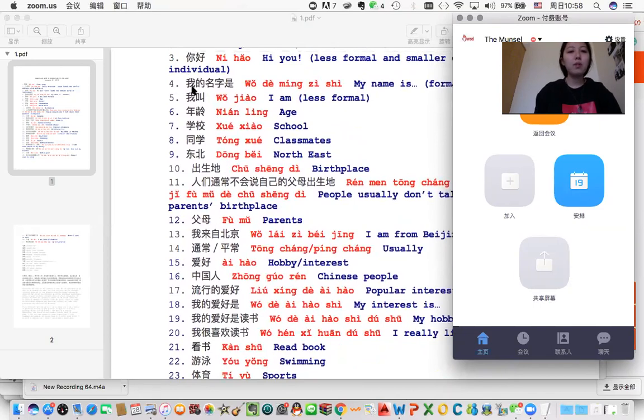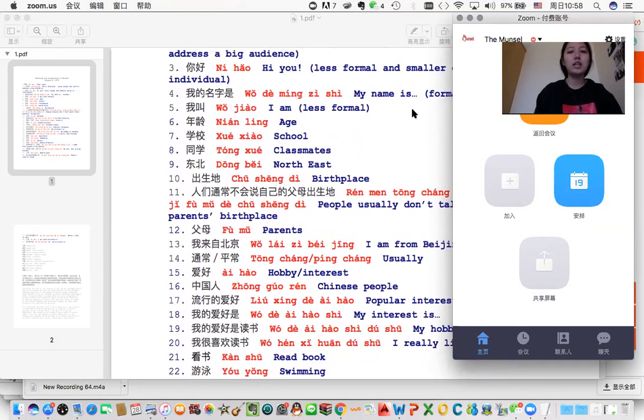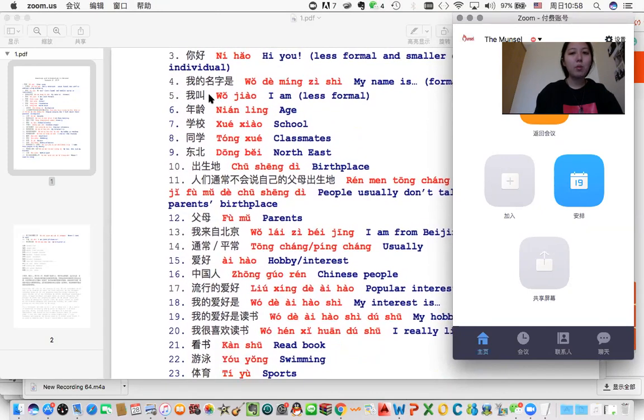And the fourth one, 我的名字是, it's my name is. So 我的 is my, and 名字 is name. And as we talked before, 是 means is. So altogether, it's 我的名字是, my name is.